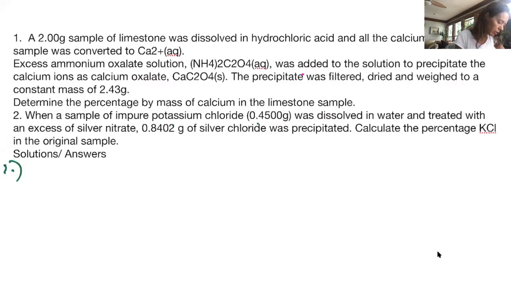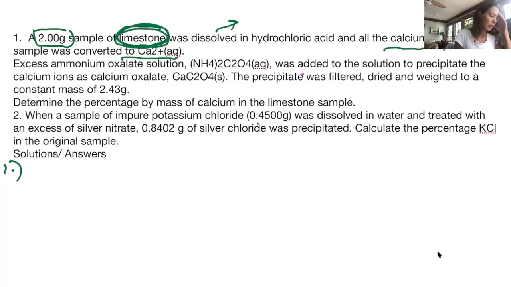So a 2.00 gram sample of limestone. Limestone is impure, but it contains a lot of calcium. Well, the limestone is dissolved in hydrochloric acid. That means it ionizes, right? When it dissolves, it turns into ions, and it produced the calcium ion. So we know that some of the calcium ion is a component of limestone.